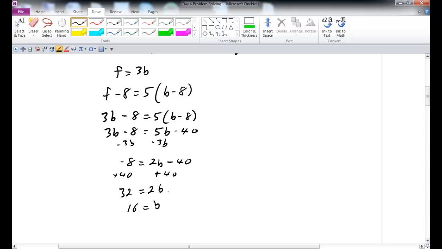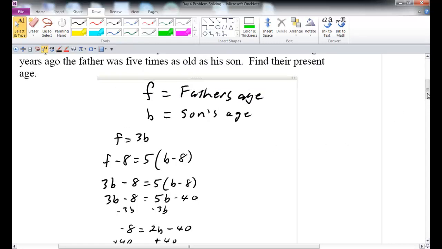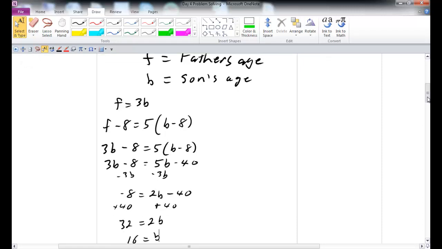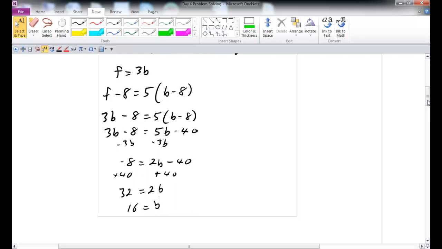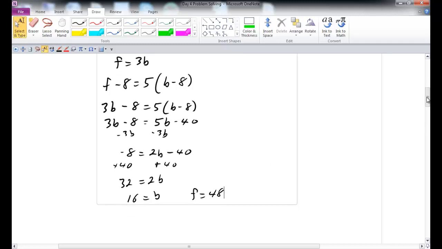So if we go back to our let statements, it says that the son is 16. B was the son's age. So the son is 16, and then the father's age was 3 times the son's age, so the father's age would be 48. So we'd have f equals 48. Then we should check this. We should check this with the other statement.